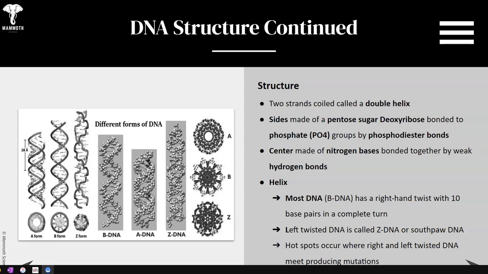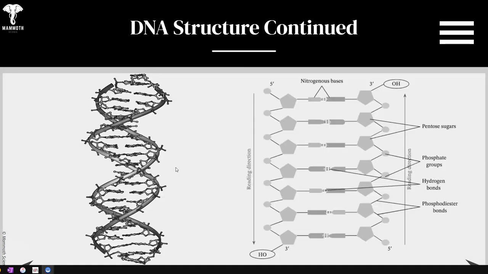Left twist DNA is called zDNA, or southpaw DNA, and hotspots, meaning places for mutations, can occur where right and left twisted DNA meet. And so they are producing, or could produce, mutations. And so this is what it looks like, that double helix.